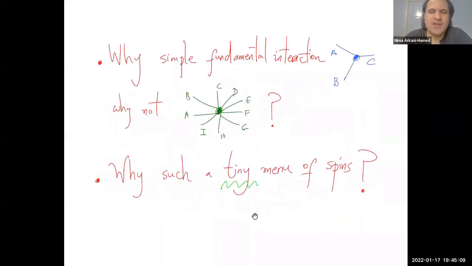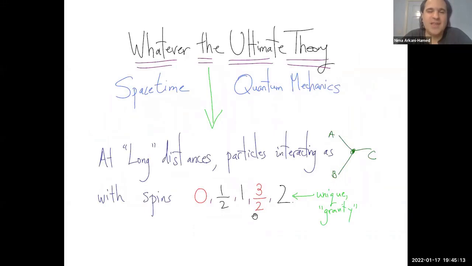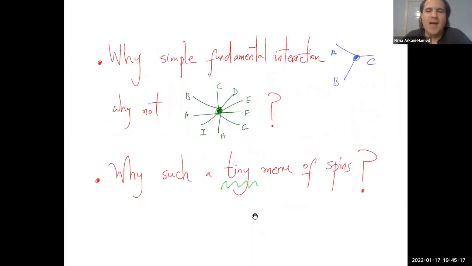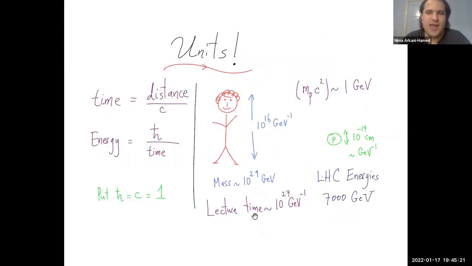All right, so that's what I want to explain: why is this the case? At least sketch out why it is that we have only simple fundamental interactions with such a tiny menu of states. And to begin with, we're going to go back to something very, very basic and talk about units.